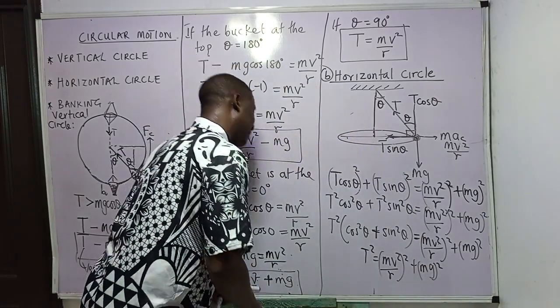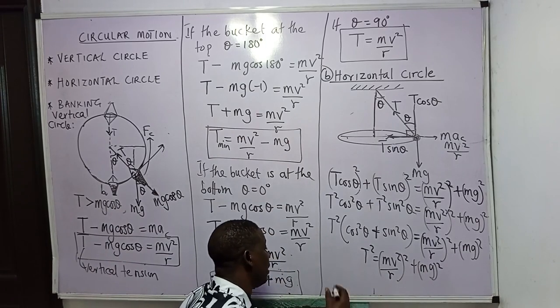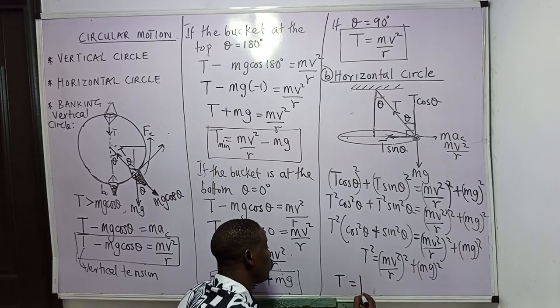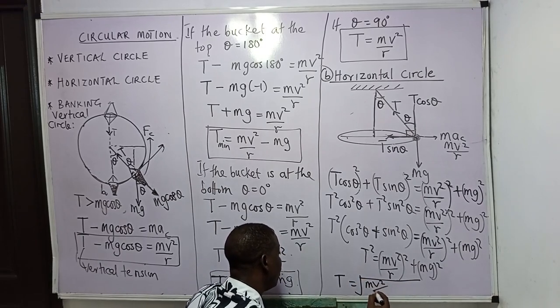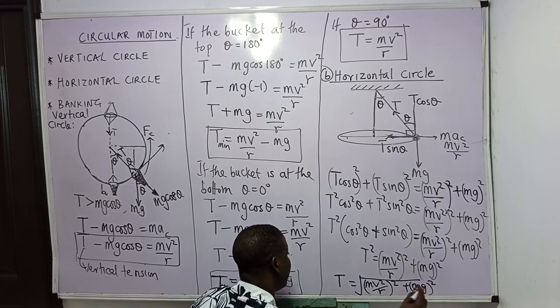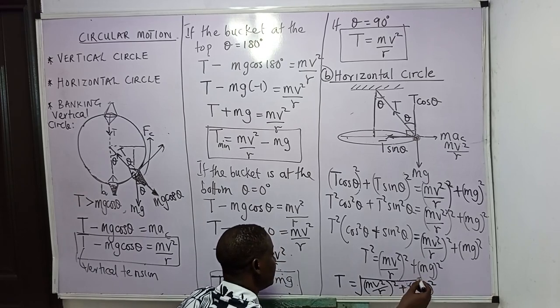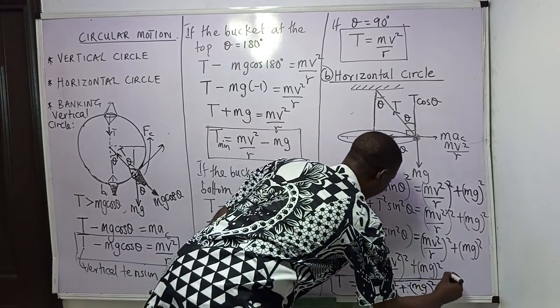Class, what do we now have? Take square root of both sides. If you do that, you're going to have T equal to square root of mv square over r all square plus mg all square. This is the formula for vertical tension or horizontal tension.